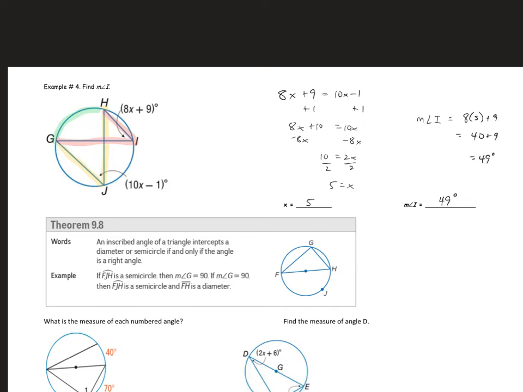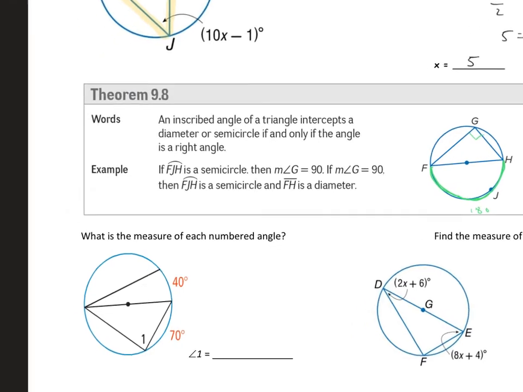Theorem 9.8. It says an inscribed angle of a triangle intercepts a diameter or semicircle if and only if the angle is a right angle. So if we were to take a look, we know that this arc FJH, that's a semicircle. I know that because FH is a diameter. So according to our formula, if that's 180 degrees, then that means that angle G is half of 180, which is 90 degrees. That's it. So that's theorem 9.8. It's kind of common sense.